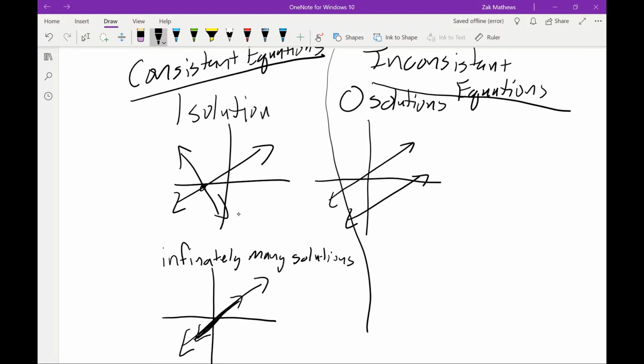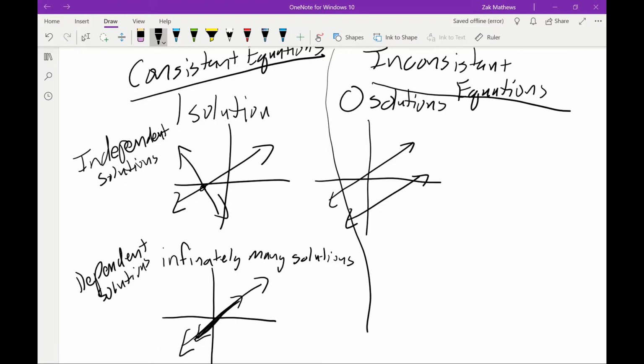Between these two cases, the first case, when we have one solution, we call those independent solutions. And in the case of infinitely many solutions, we call that a dependent solution or dependent solution set. And we will talk about these more as we go through the video. But what we're going to see in the case of the dependency is that one of the variables is actually going to depend on the other.